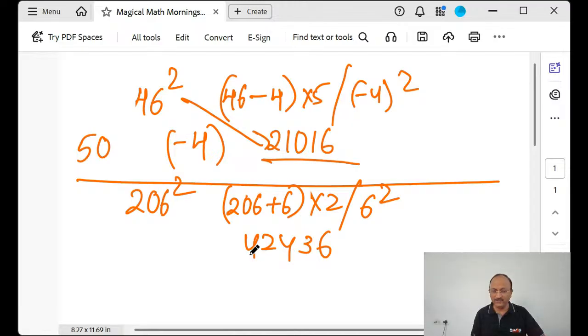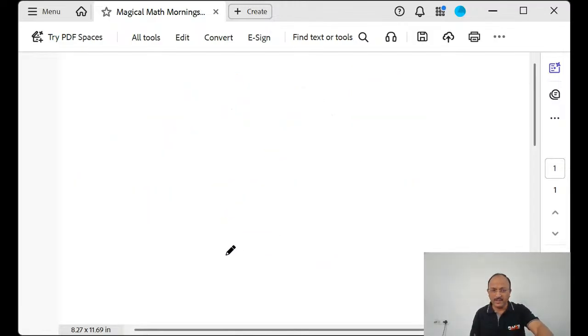Very easy, correct? No? Let's take a bigger number. 1004 square we want to take. Sorry, we'll take 3004. 1004 is very easy, correct? No? Let's take 3004 square.